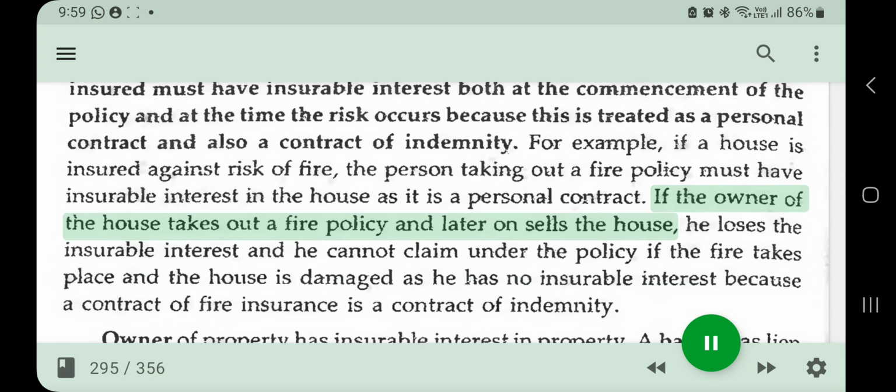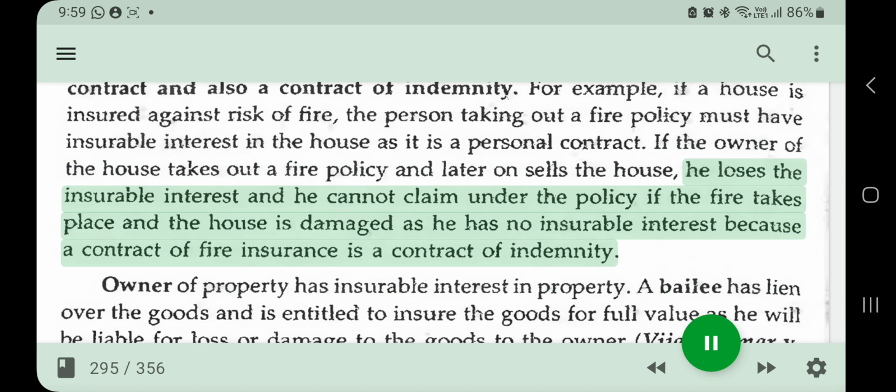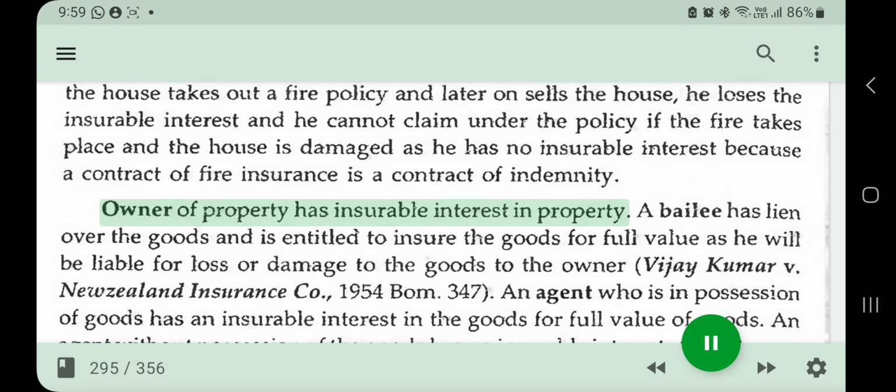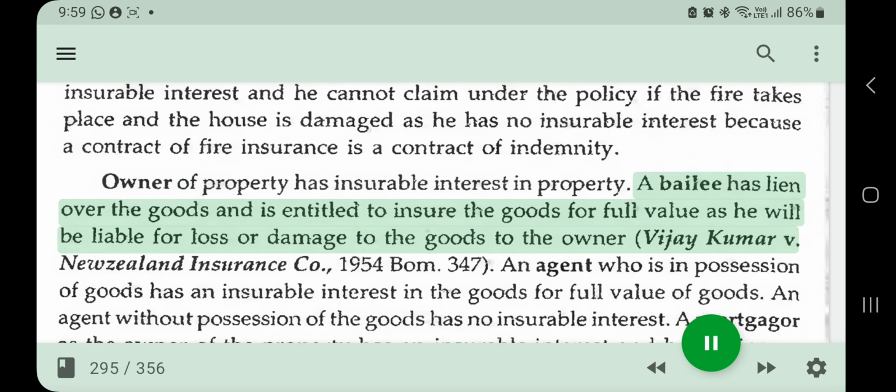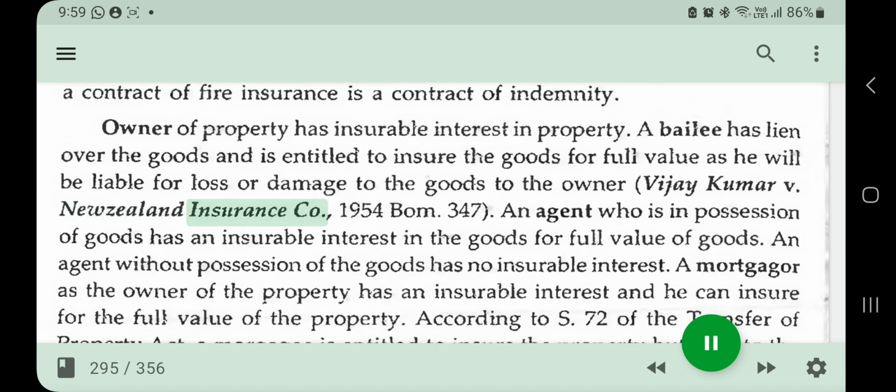If the owner of the house takes out a fire policy and later on sells the house, he loses the insurable interest and he cannot claim under the policy if the fire takes place and the house is damaged, as he has no insurable interest, because a contract of fire insurance is a contract of indemnity. Owner of property has insurable interest in property. A bailee has lien over the goods and is entitled to insure the goods for full value, as he will be liable for loss or damage to the goods to the owner. Vijay Kumar v. New Zealand Insurance Company, 1954 Bom.